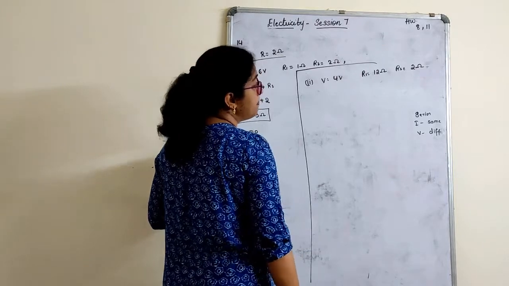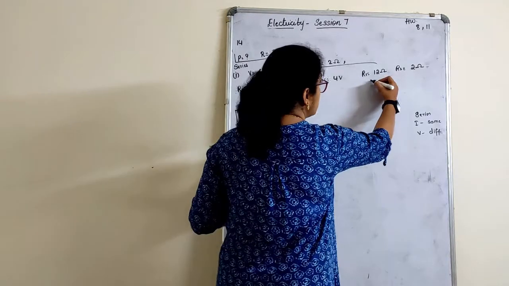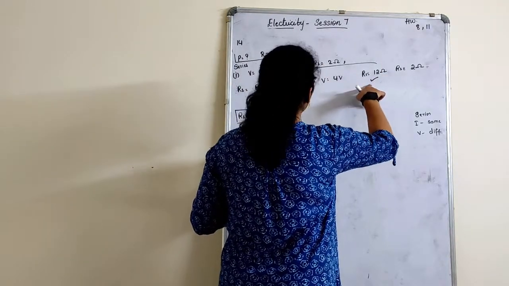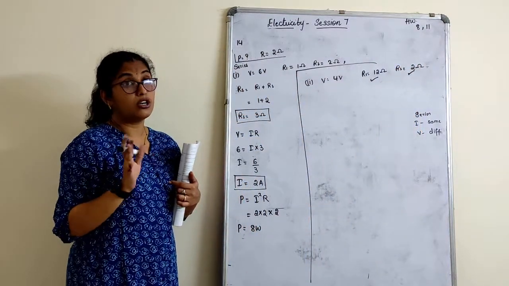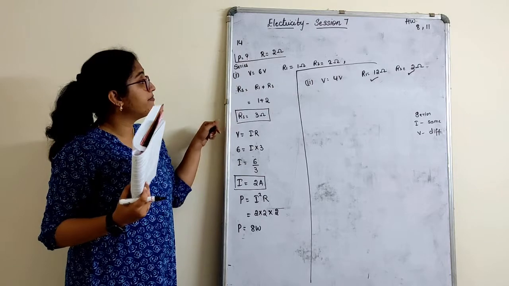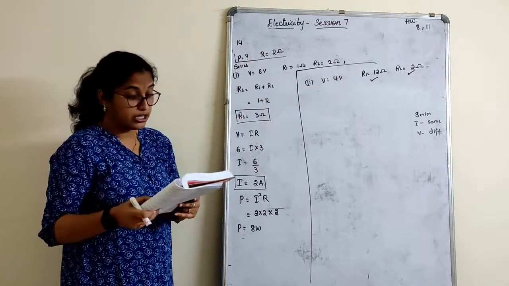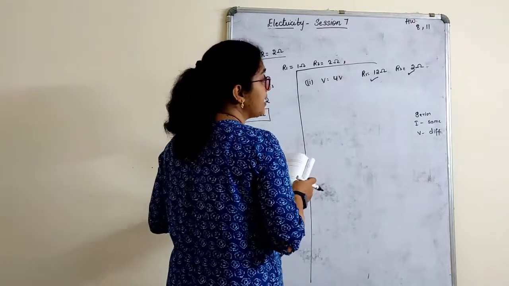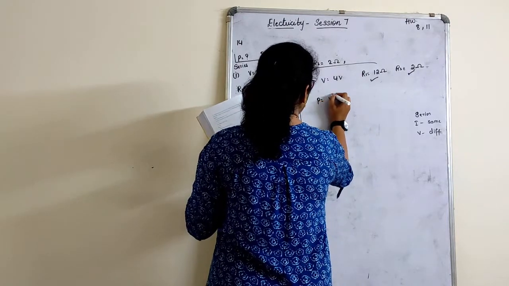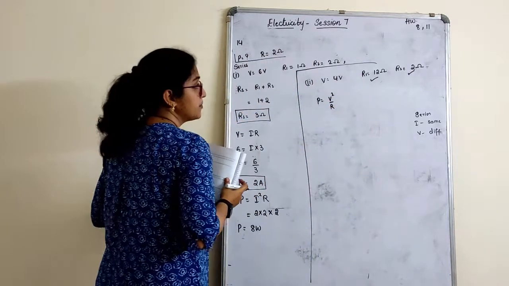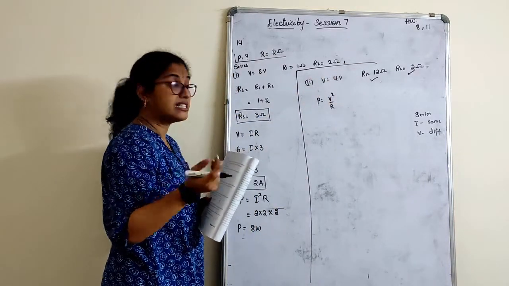Now when I talk about a parallel connection, what will happen? Voltage across the 12 ohm is also 4 volt here, and voltage across this is also the same. Voltage will not change. In series the voltage would differ in each case, but here voltage will not differ. So directly we can apply the formula. What formula can you apply here? P is equal to V square by R. Why? Because voltage across each resistor is the same.